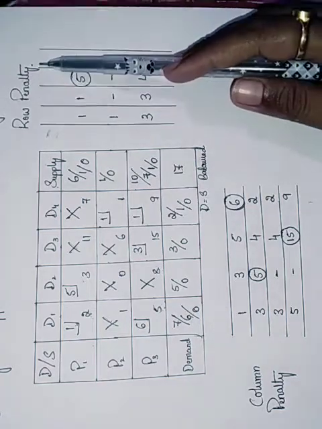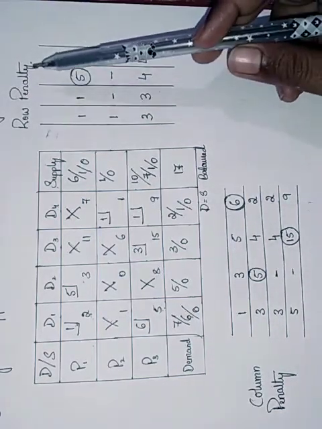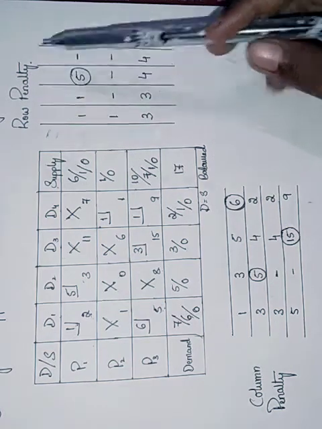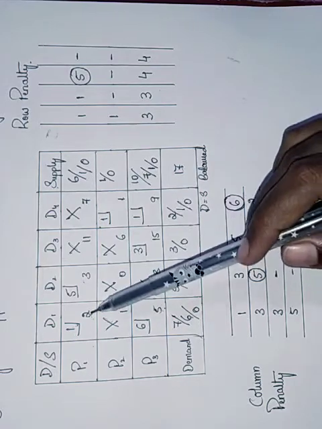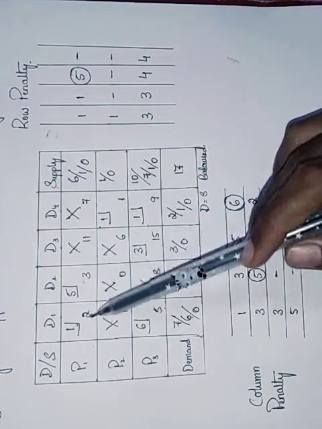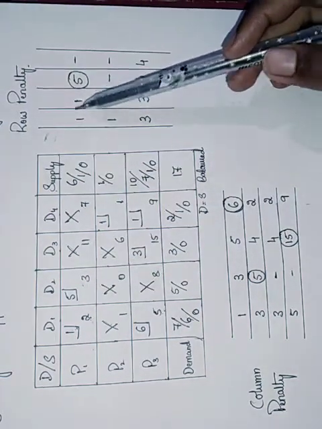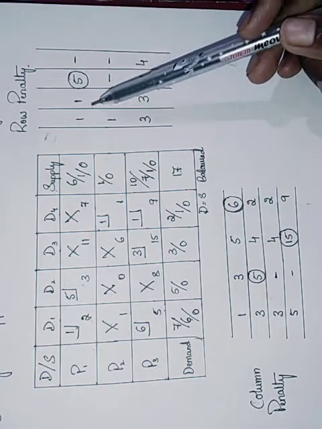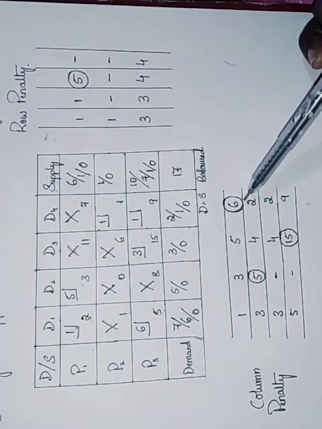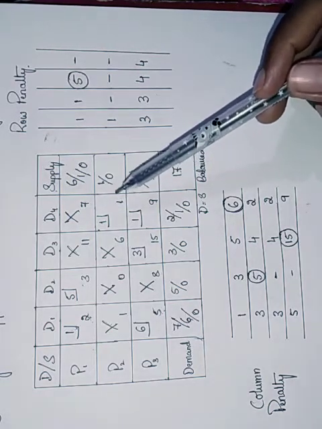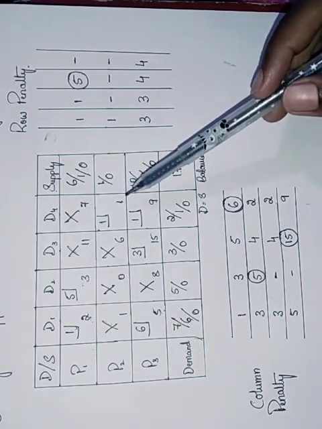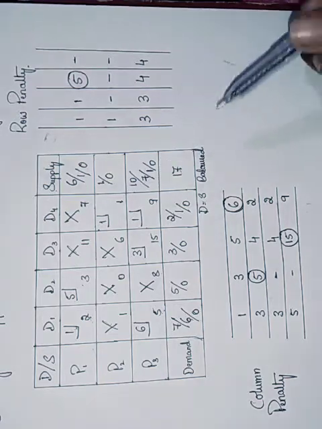First, we need to identify row penalty and column penalty. How to identify row penalty and column penalty? In case of row penalty, we need to compare one row and we have to take the least cost and the next least cost and write their difference. After identifying the difference, we have to identify the highest penalty, and opposite to that column or row, we need to allocate the units for the cell which is having the least cost.